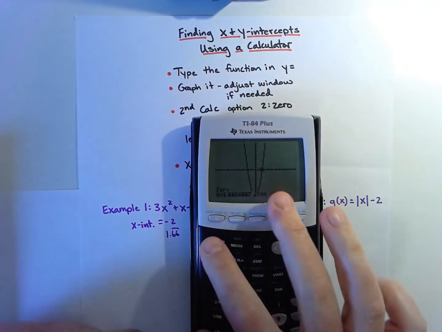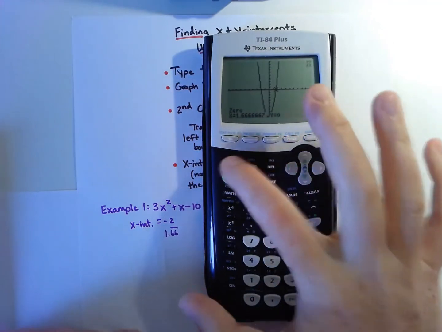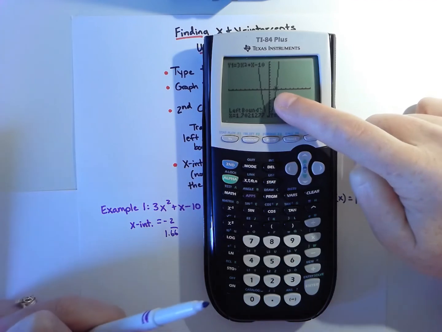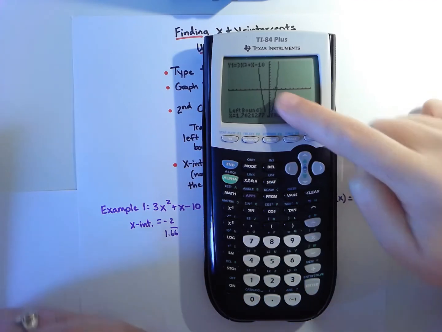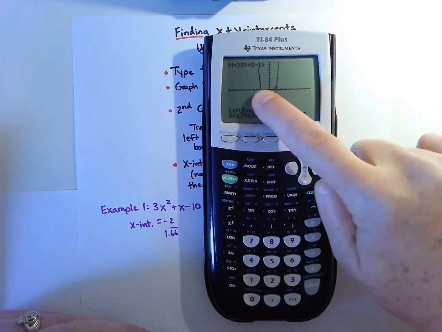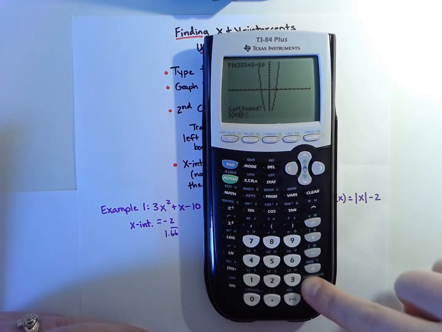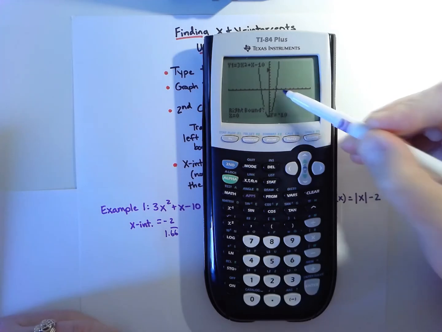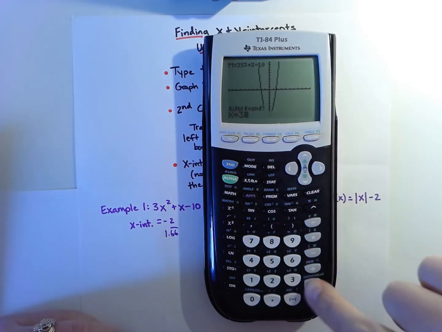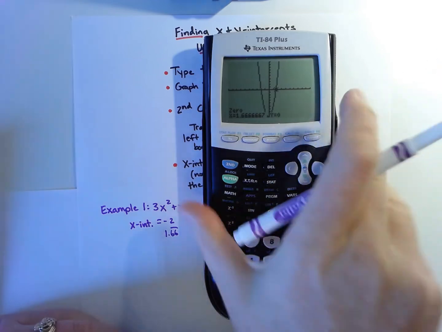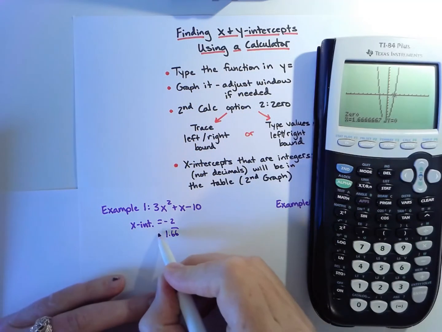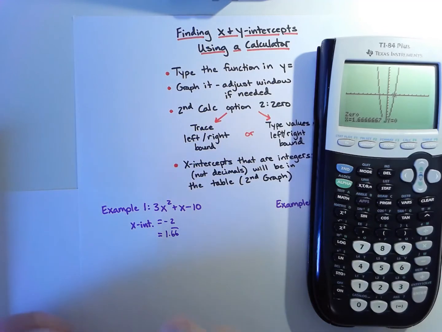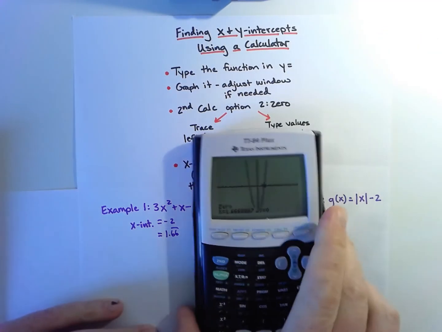The other way to do it is to hit, let me move it up a little bit, second trace 2, and you can type in values. So you notice that looks pretty close to 2, but I'm going to type in a value to the left of 2, like 0, and hit enter. And then I'm going to type in a value I know is to the right, so like 3, and then hit enter twice, and it'll do the same thing that the trace button would do. So we still get negative 2 in the table and 1.6 repeating using the other method.